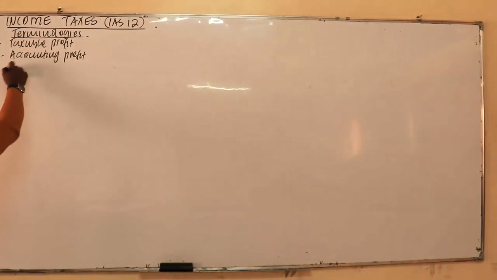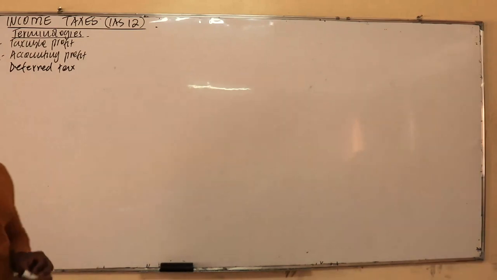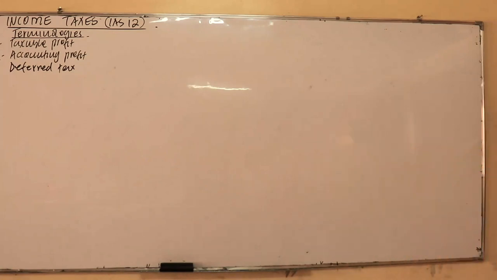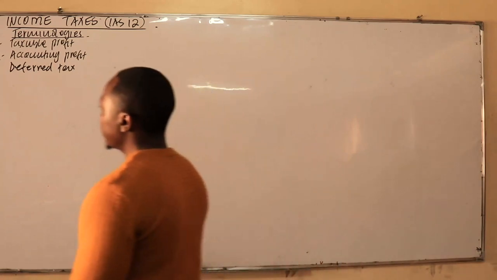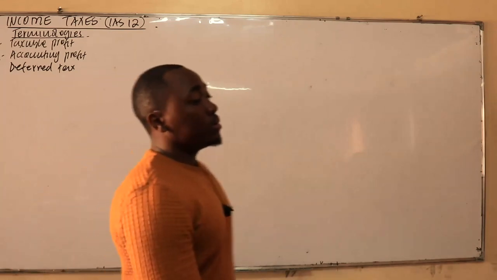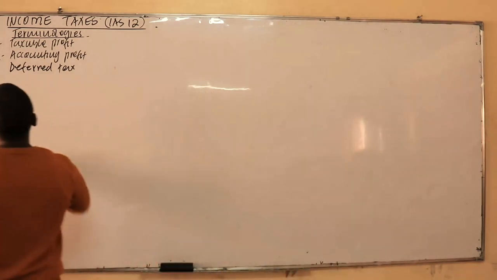Number three, deferred tax. This is a tax payable or recoverable in the future, which arises as a result of temporary differences.